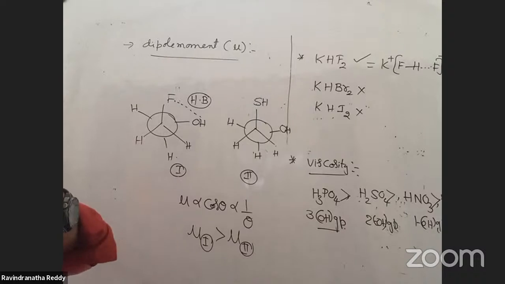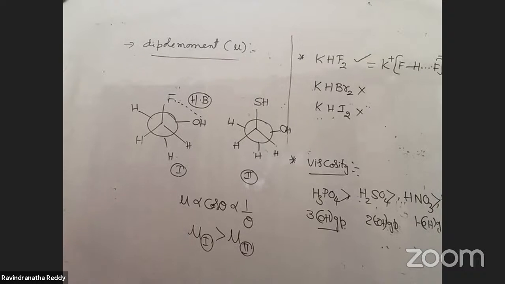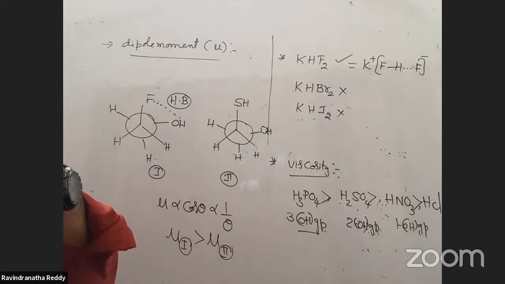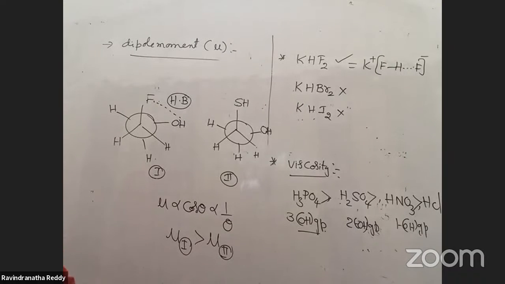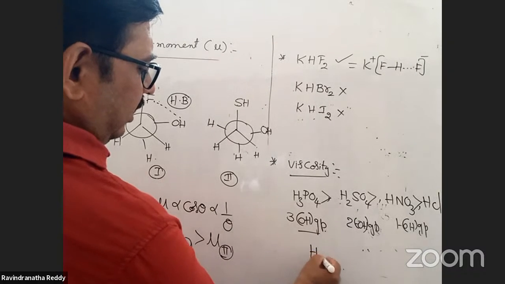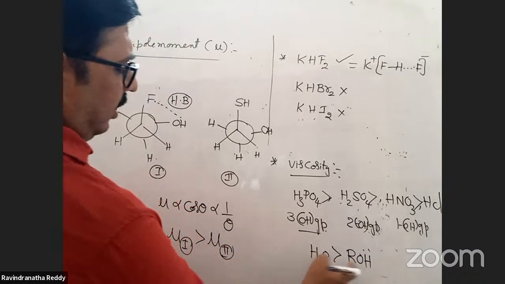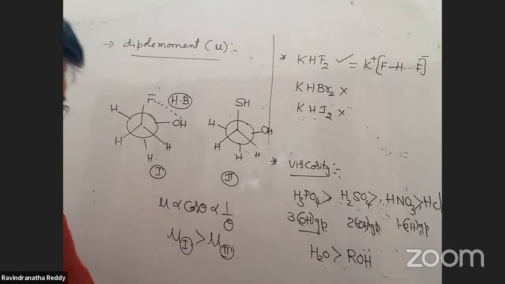Over here, in alcohol and water, where is viscosity more? Which condition has more viscosity? Water has more viscosity because the number of hydrogen bonds is more. That is very good. So regarding viscosity, water is more when compared to alcohol. Water has more hydrogen bonds, alcohol has fewer. Like that we can compare.